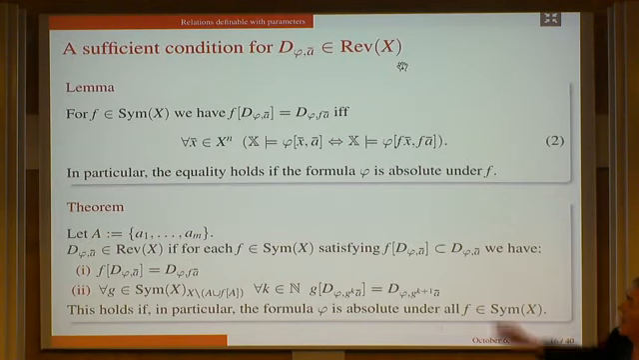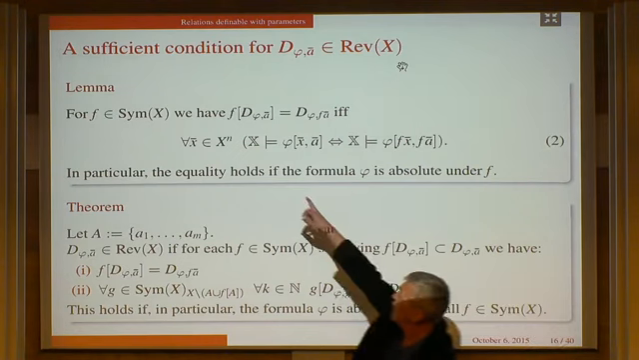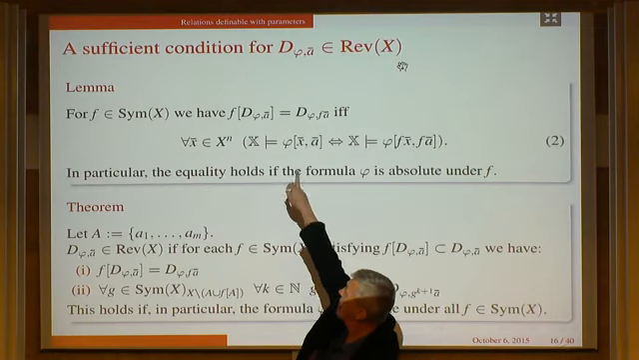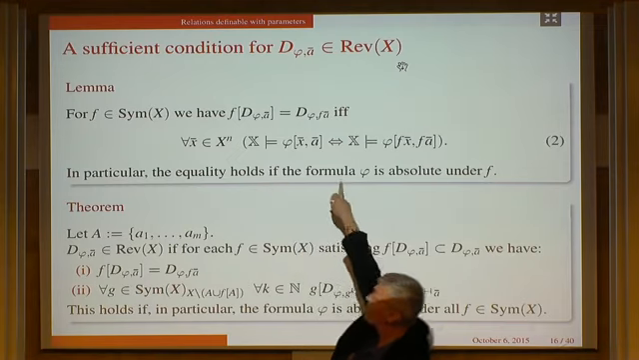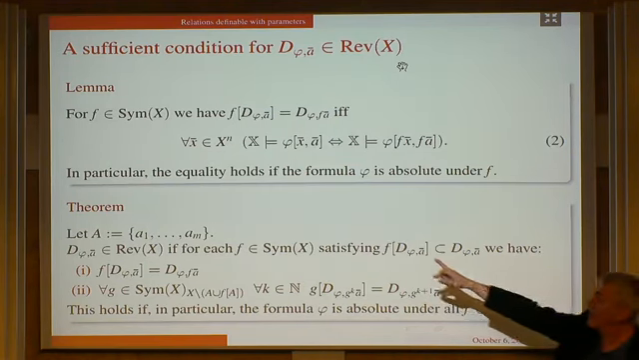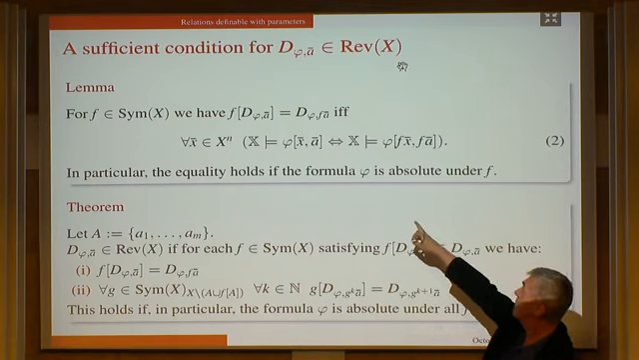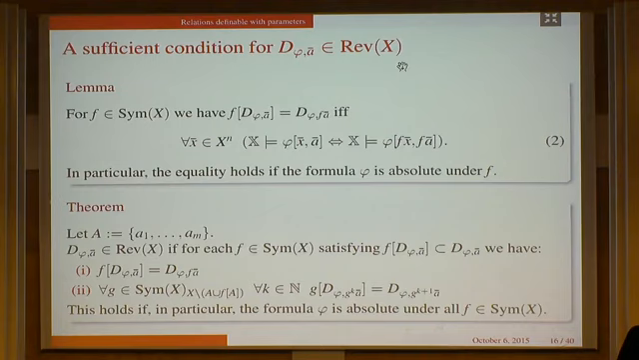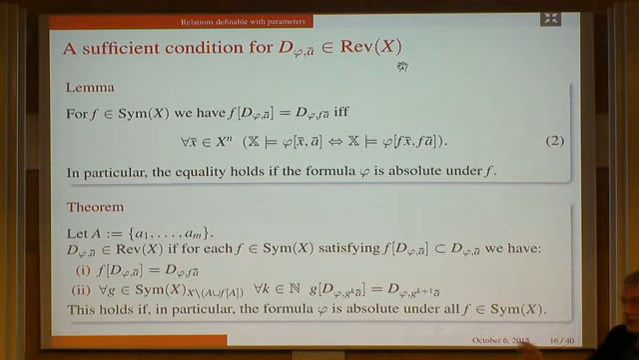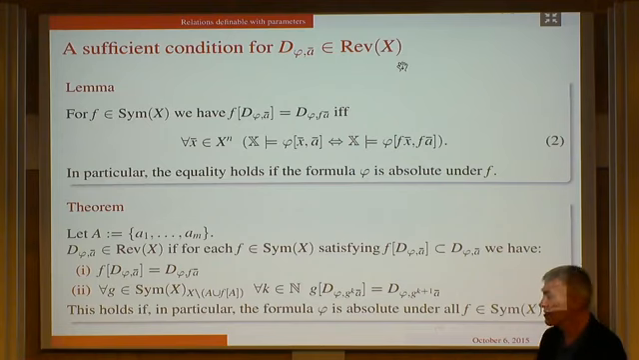So this is a technical lemma which says when we can move that F, this is the direct image of the definable set, when we can move that F to parameters. This is technical stuff. But this equality holds if the formula phi is absolute under F, which means that F preserves phi in both sides. There's an equivalence.